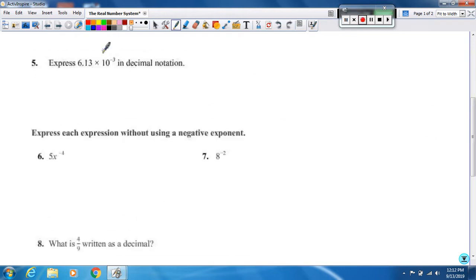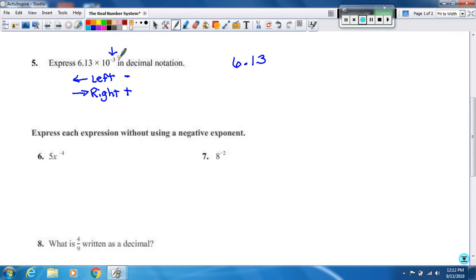To express a scientific number in decimal notation, first of all, let me write this down here so I can work with it. Now, you want to look at your exponent. If it's negative, you move to the left, because all negative numbers are to the left of 0 on a number line. If it's positive, you move to the right, because all numbers to the right of 0 on the number line are positive.